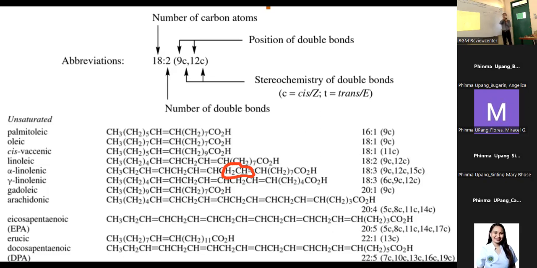So ibig sabihin, there is one double bond present in the molecule. There is one C double bond C, okay, in the molecule. 16 carbons. And then this one refers to the position of the double bond. Okay? Ayan. So anong ibig sabihin nun?